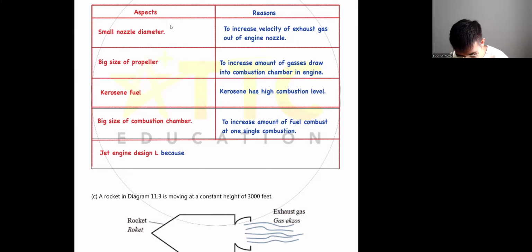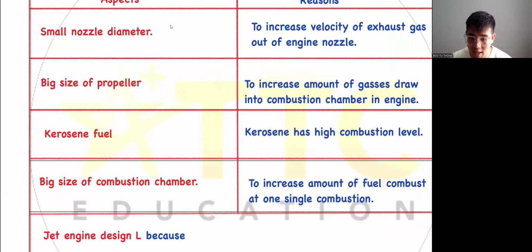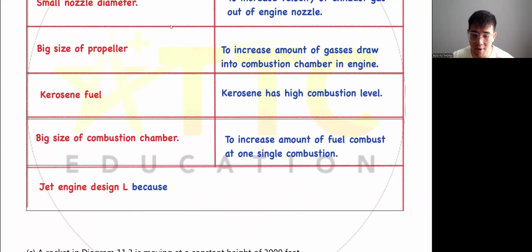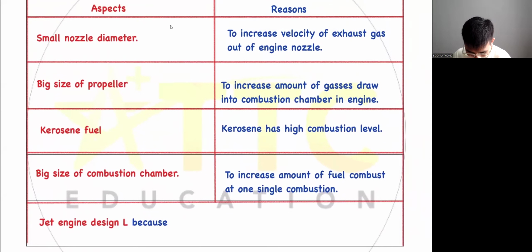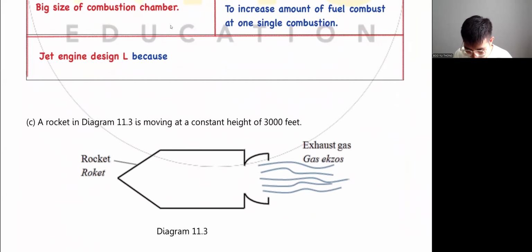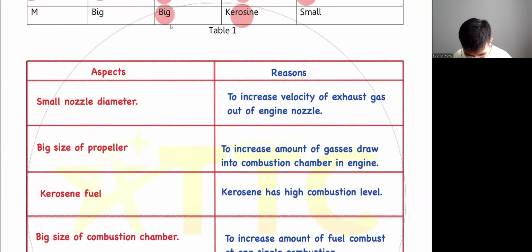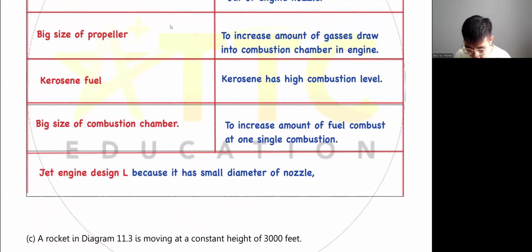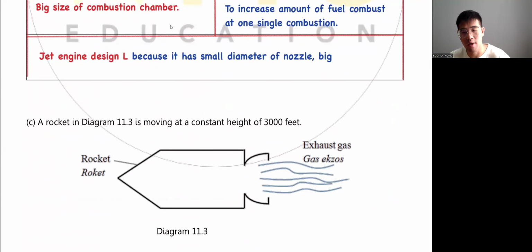So just now you were not explaining the jet engine L design. You were explaining, in the first 8 points, what should be a good characteristic for the jet engine. Then because jet engine L fulfills all those characteristics, that's why you pick jet engine L. So now you explain: because it has a small diameter of nozzle, comma, and repeat everything again. It's tedious, but it's not that hard. Because as long as you can explain the first 8 points, then you should get all the good characteristics already.